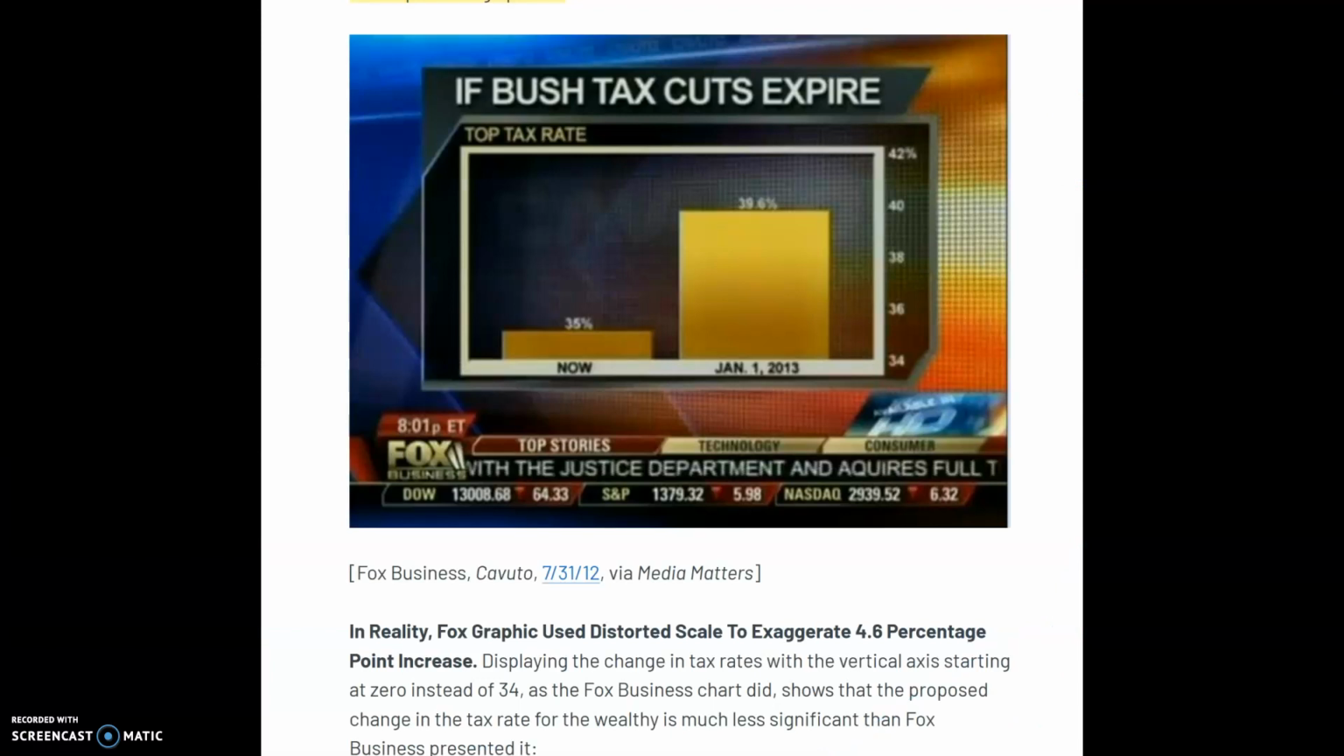This is kind of old information, but look at this bar and this bar. They look like they are completely different from each other. This one is so much more than this one right here. But if you look at the percentages here, 35%, 39.6, that's not really that much of a difference, but when you look at these bars, they look very different from each other. Come over here. This starts at 34 and not 0. So that's why these two bars look drastically different from each other.